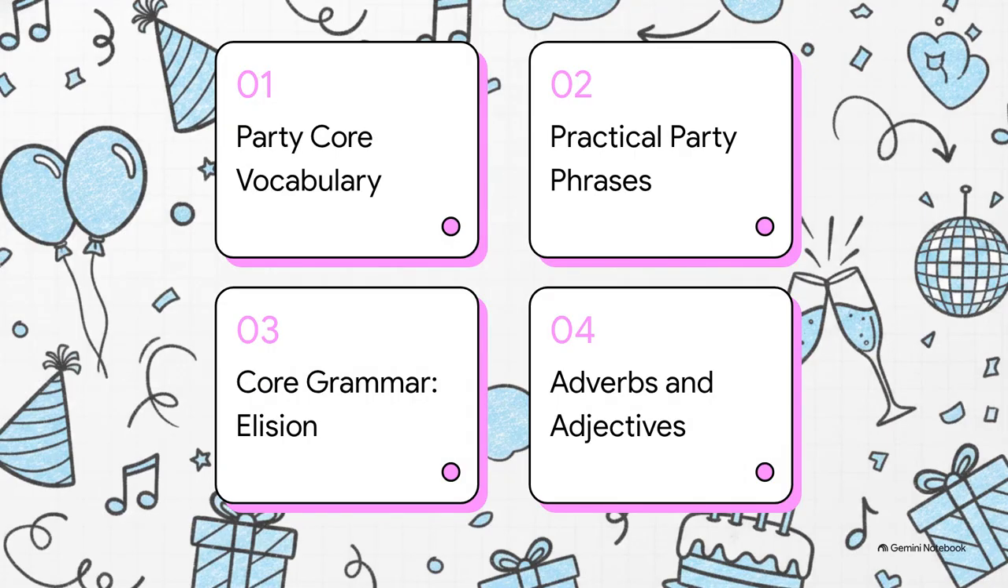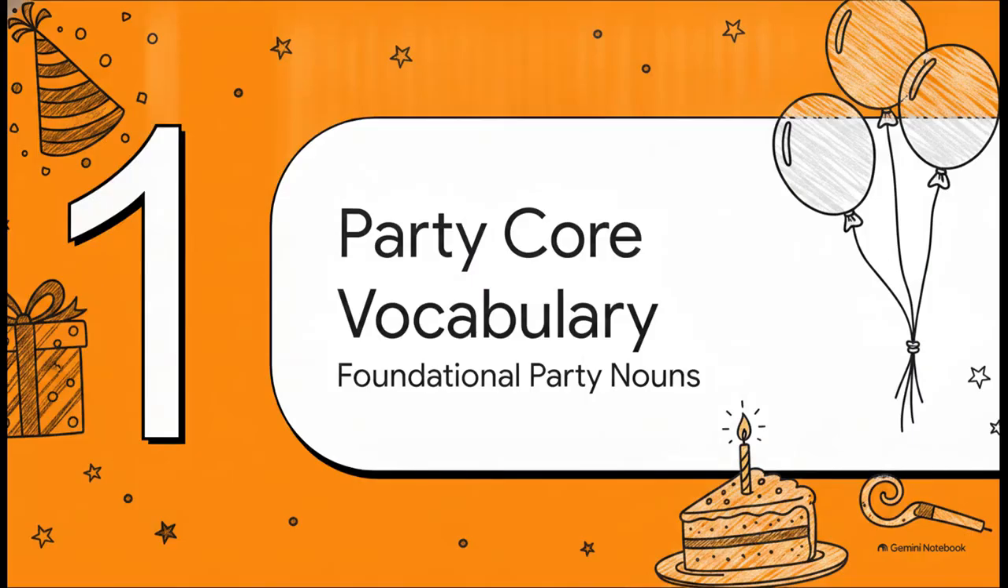All right, here's our game plan for today. Number 1, party core vocabulary. 2, practical party phrases. 3, our core grammar rule, elision. And 4, adverbs and adjectives. Let's get into it. Section 1, party core vocabulary.